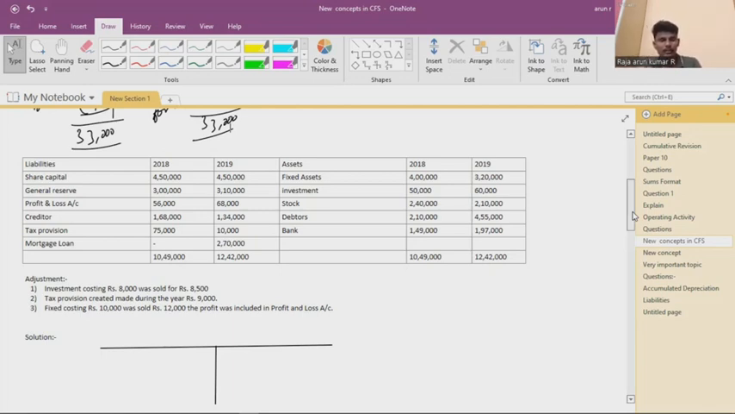Second thing, you come to the liability side. General reserve: the opening balance is 3 lakh, and it increases by a difference of 10,000, to 3 lakh 10,000. That means an increase in reserve. The company takes some reserves in the year. It will be reflected in the operating profit, added to the net profit.